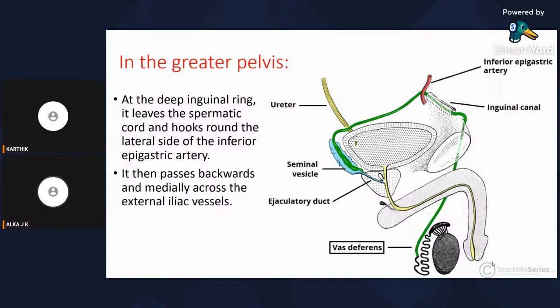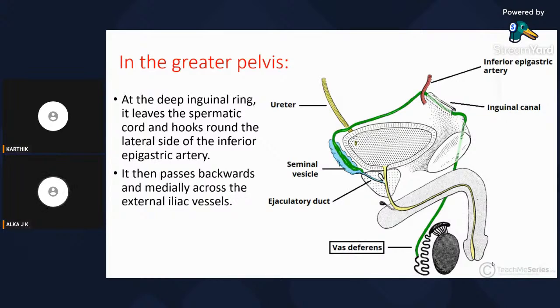Next, it enters the inguinal canal at the deep inguinal ring. It traverses from the superficial inguinal ring to the deep inguinal ring, and when it comes to the deep inguinal ring, it leaves the spermatic cord and then hooks around the lateral side of the inferior epigastric artery. I told you in the dissection we can see how it hooks the inferior epigastric artery.